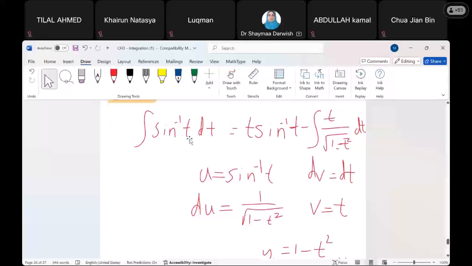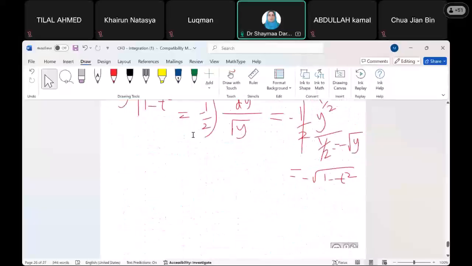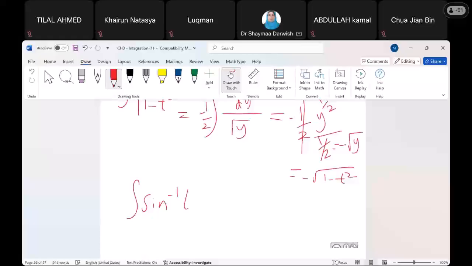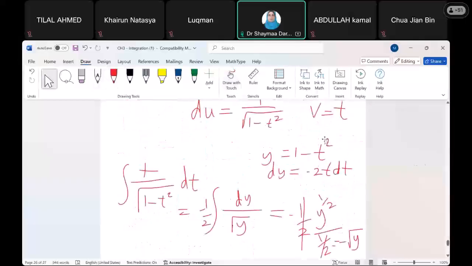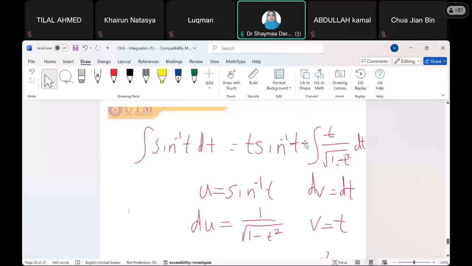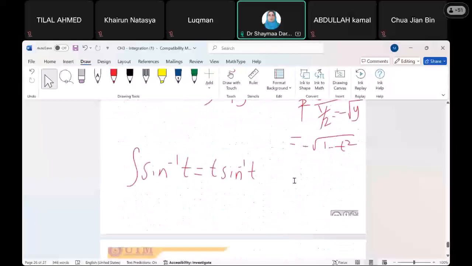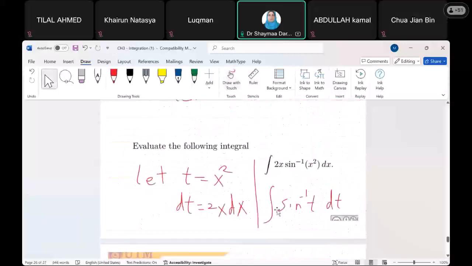This part. So the integration of sine inverse t will be equal to t sine inverse t minus, okay, we have minus from the formula here and another minus from the integration. So it becomes plus square root of 1 minus t squared.